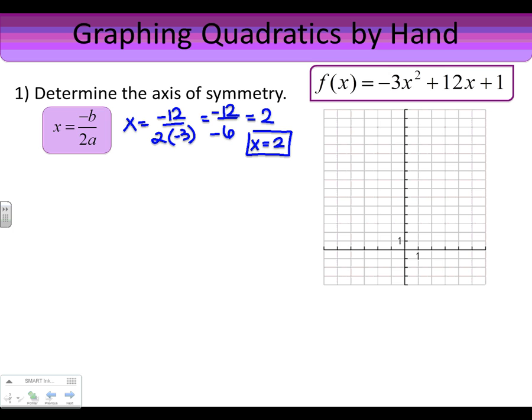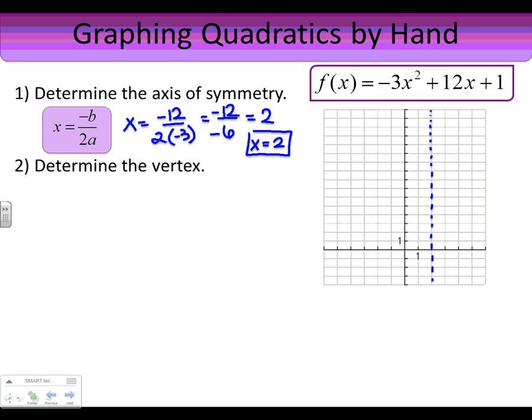So we know that the center of our parabola is going to be at x equals 2. The other thing that is at the center of our parabola is the vertex. If we want to determine the vertex, we know that our vertex will have to lie on that axis of symmetry. So the x value of our vertex has to be 2, since that will always be in the middle of our parabola. The x value of the vertex is always the same as the axis of symmetry.